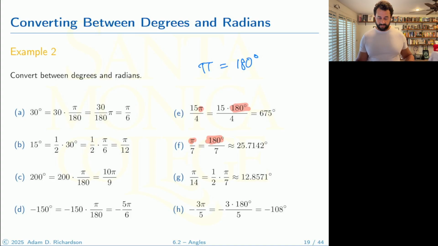All right, then again, negative angles are allowed. I see a pi here. I'm going to replace it with 180, and that actually does simplify to negative 108 degrees, just like that.